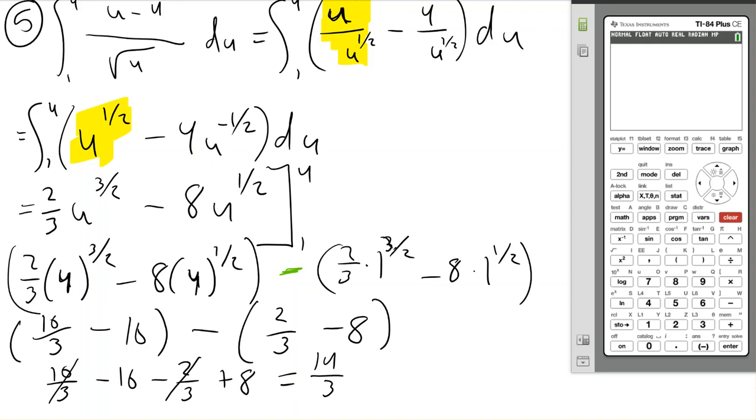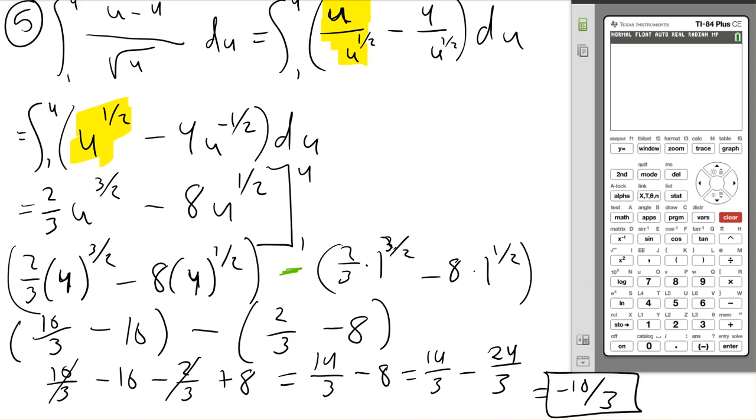Negative 16 plus 8 would be negative 8. Could change 8 into 24 thirds, so they have a common denominator. And finally, 14 thirds minus 24 thirds would be negative 10 thirds. All right, and that's what my answer key says.